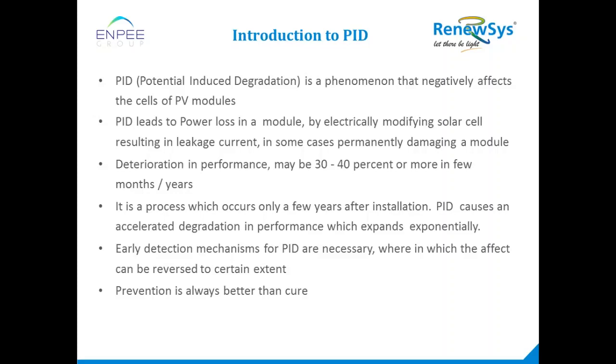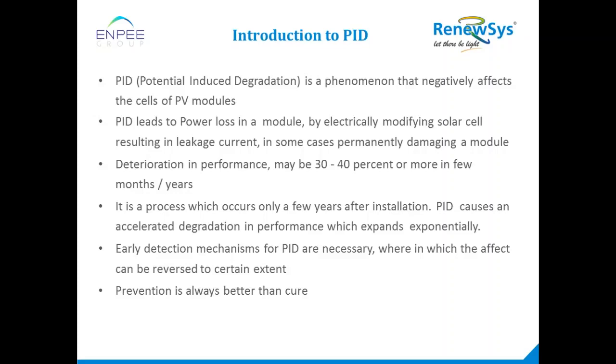Now, PID causes a degradation in performance which is very rapid. So if we are able to detect it at the nascent stage, yes, we can have a mechanism with which we can reverse the effect of the PID, thereby retrieving the energy generation capability of the solar module. But if you are not able to detect it at the nascent stage, then the modules would be permanently damaged and there is no returning back. So the power or energy losses are going to be very high.